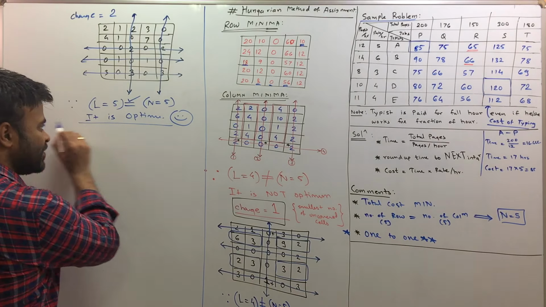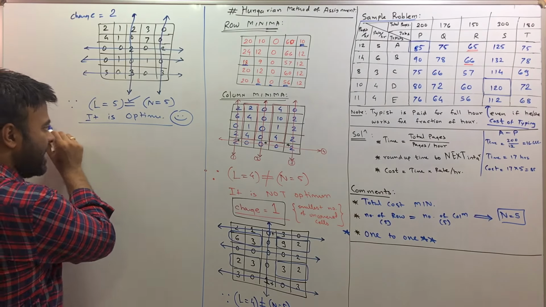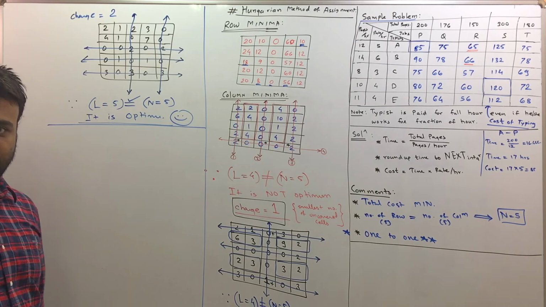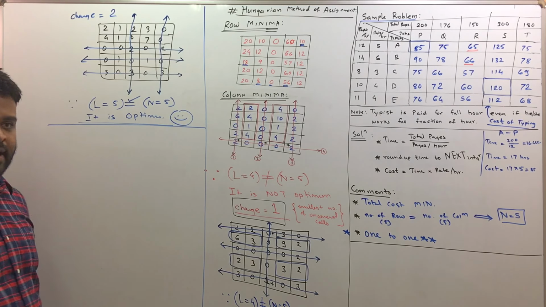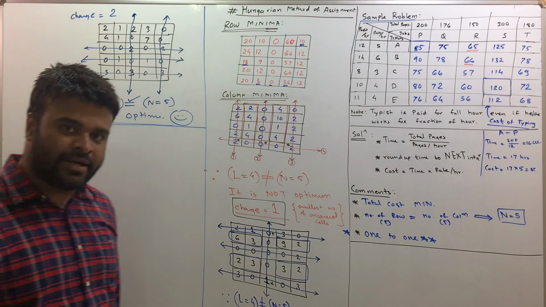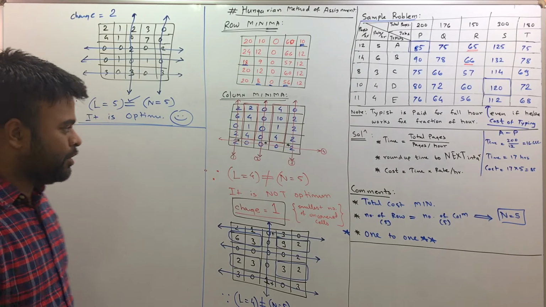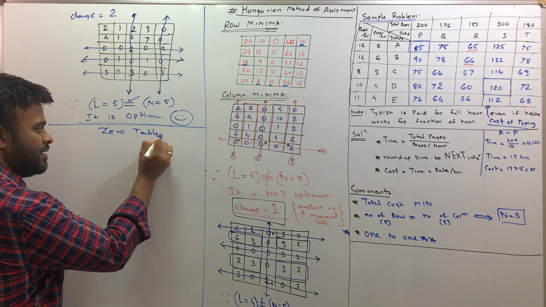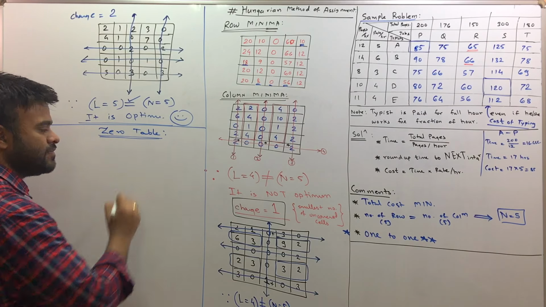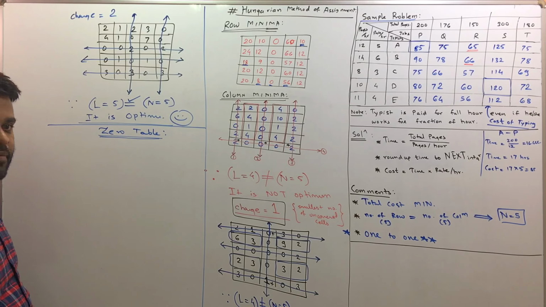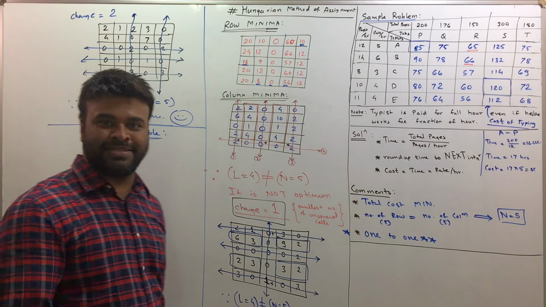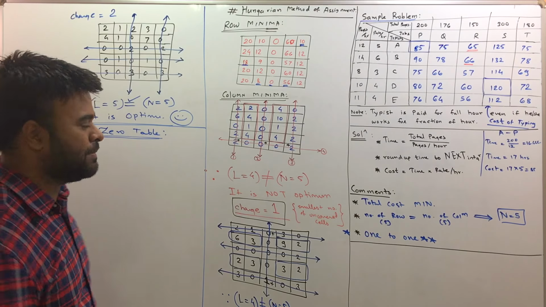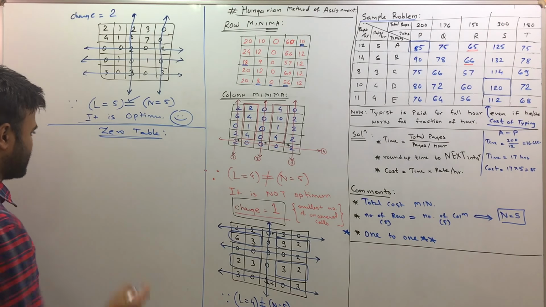So now, as soon as you get L and N equal, you stop solving, okay? And you write down the final answer. Now, I recommend that to write down the final answer, you should do this. Draw something called a zero table. So, you can imagine what a zero table is. A zero table is a table of zeros. So, let me draw a zero table, and it goes like this.